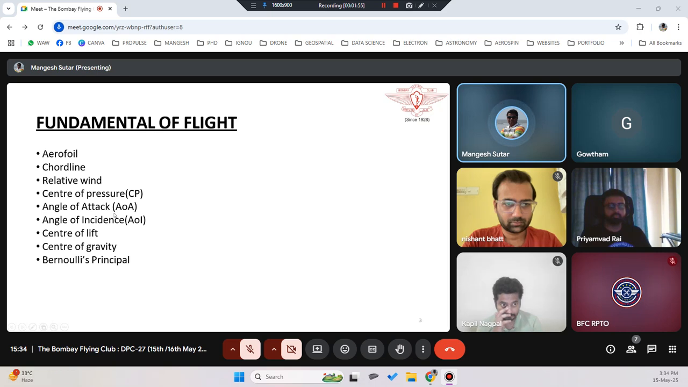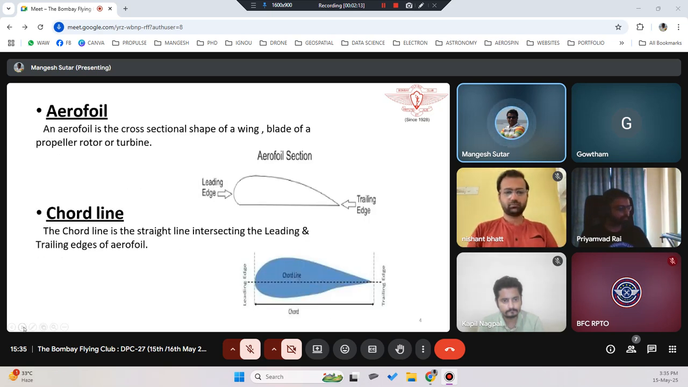Okay, so fundamentals of flight will cover these points. Okay, these are the definitions: aerofoil, chord line, relative wind, center of pressure, angle of attack, angle of incidence, center of lift, center of gravity, and lastly the Bernoulli principle. Okay. So let's see what an airfoil is.